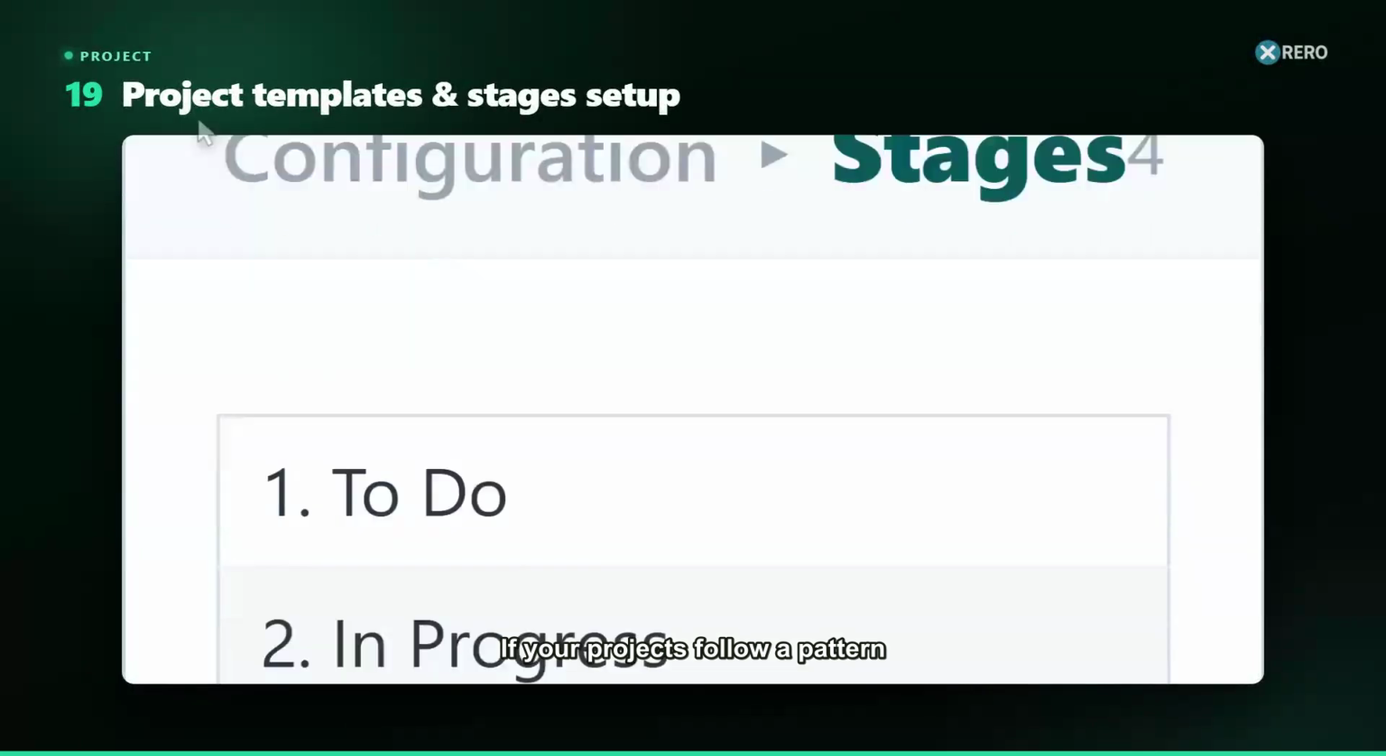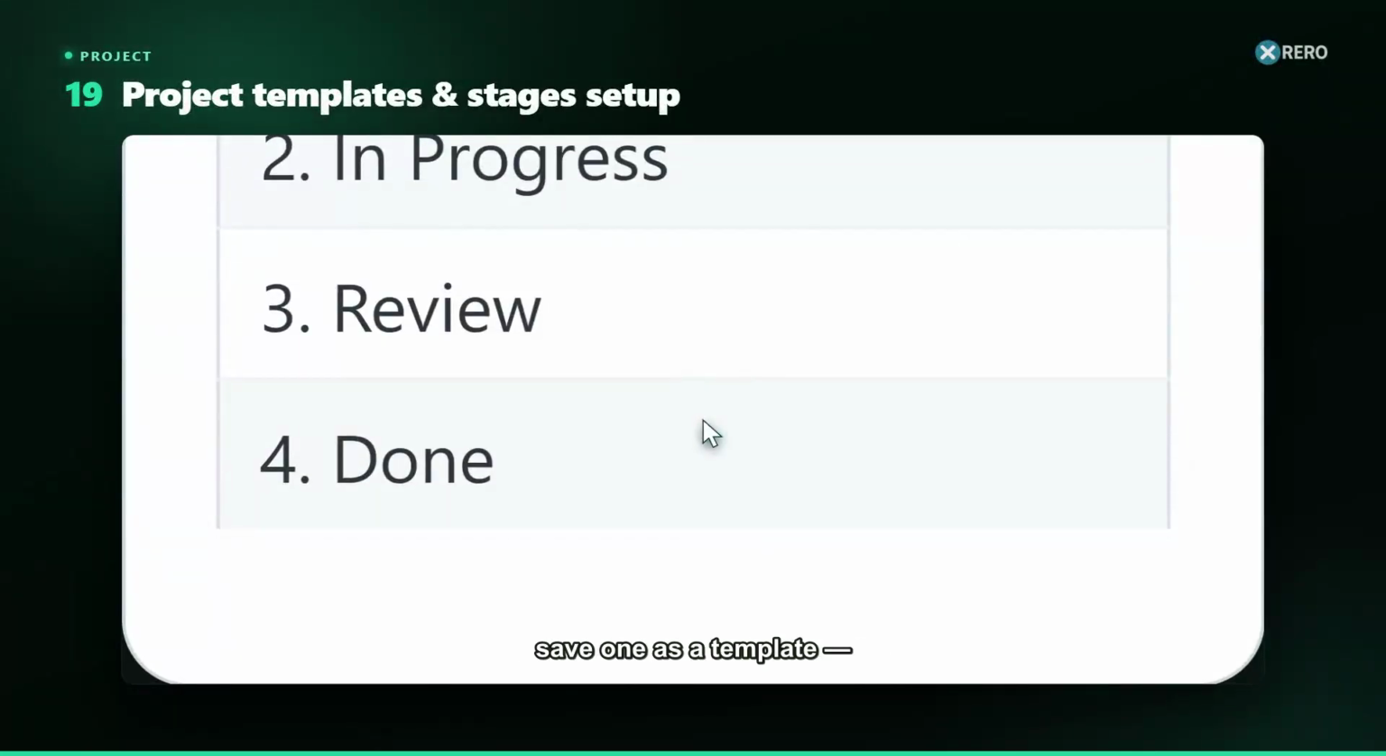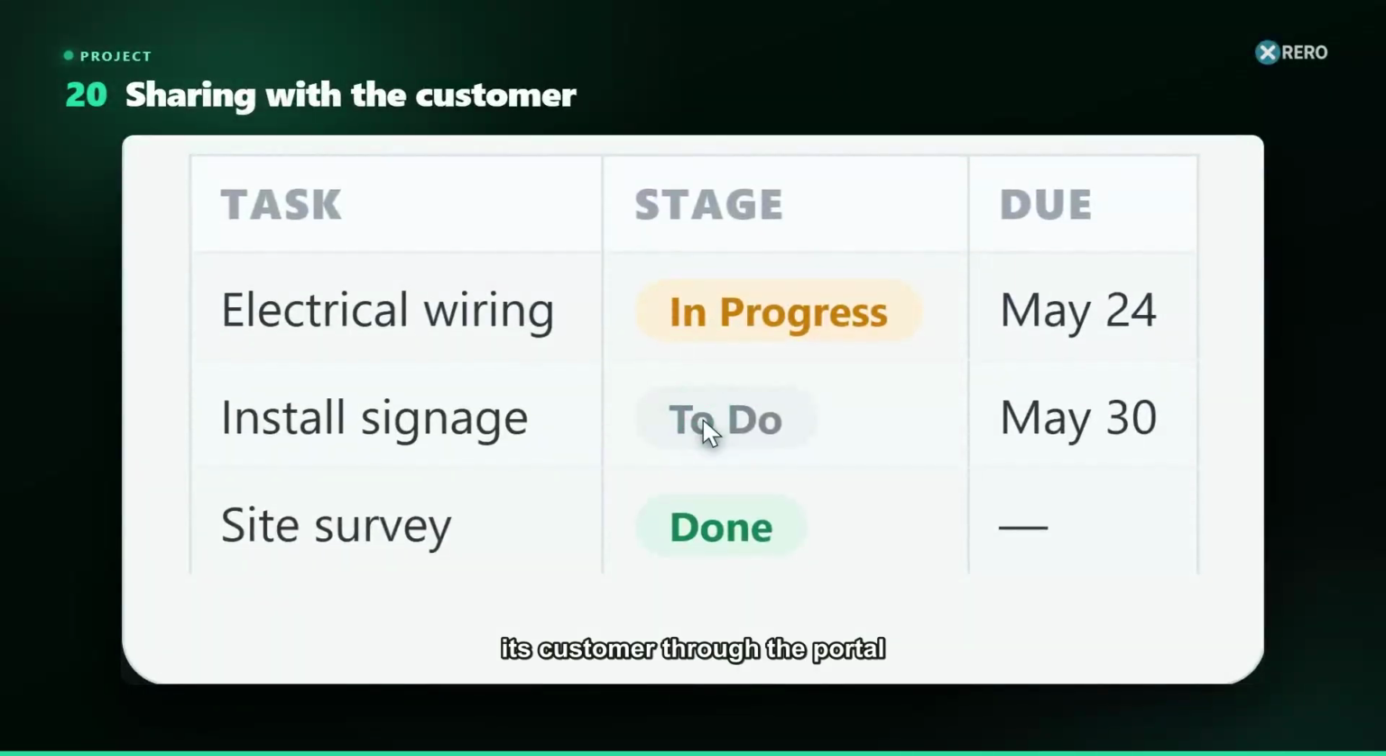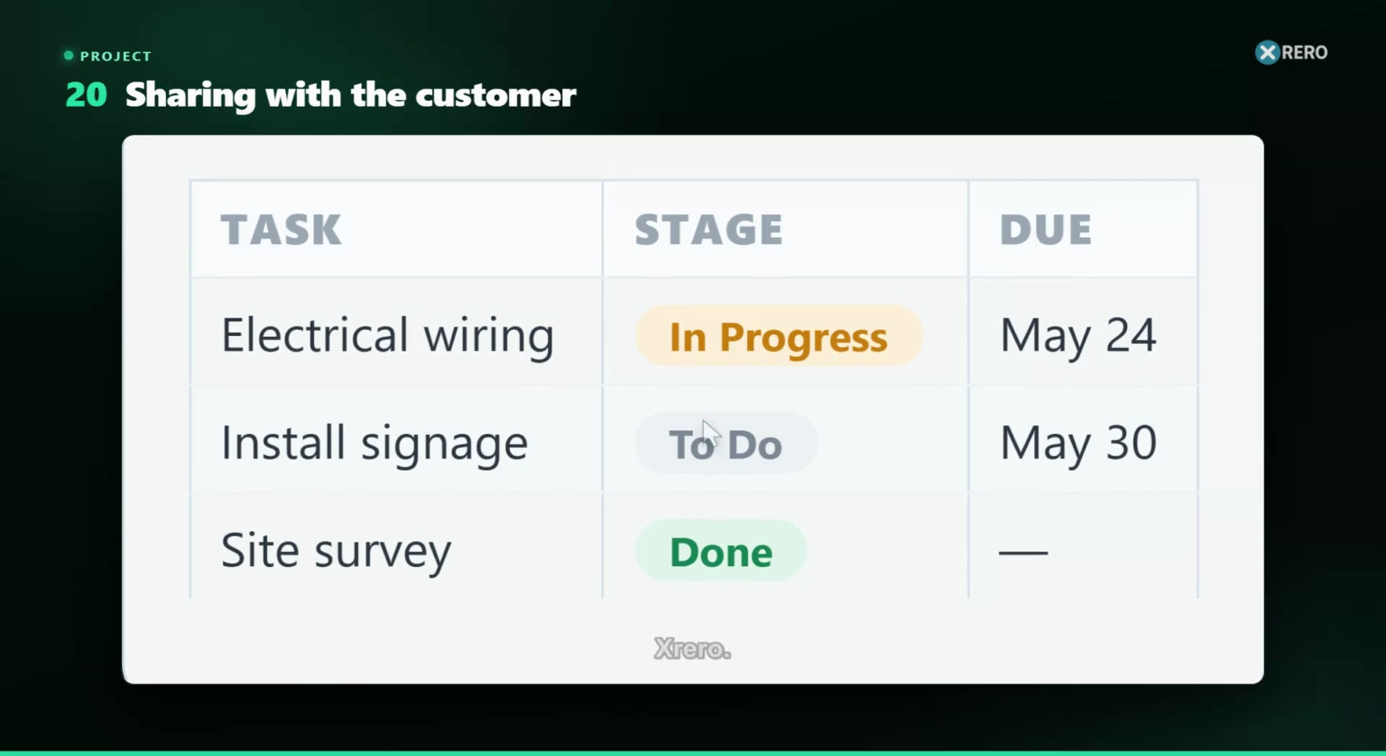If your projects follow a pattern, save one as a template. Its stages and starter tasks are reused for every new project of that kind. A project can be shared with its customer through the portal, so they see progress and comment on their own tasks, without access to anything else in Xrero.